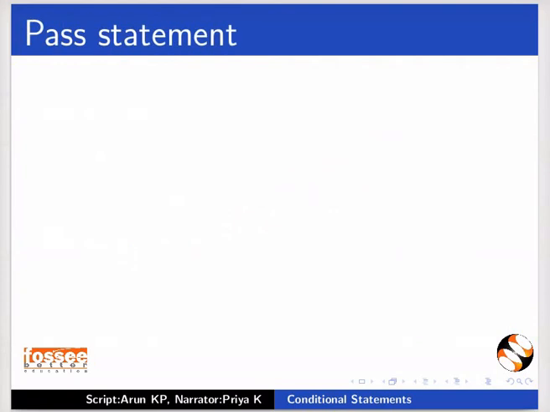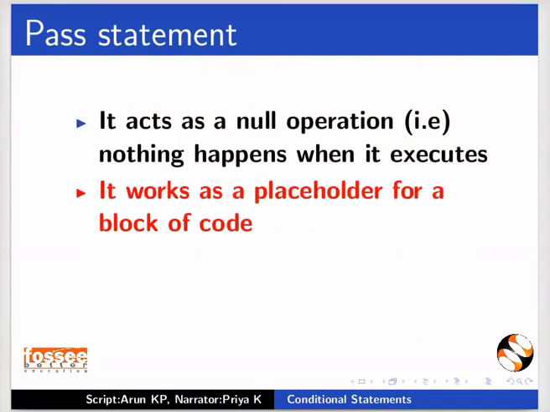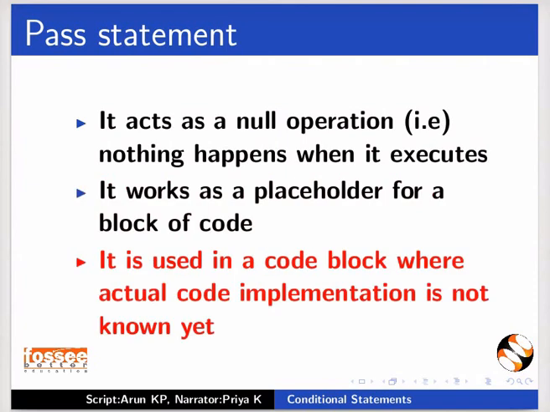Next, we will learn about pass statement. The pass statement acts as a null operation, that is, nothing happens when it executes. It works as a placeholder for a block of code. It is used in a code block where actual code implementation is not known yet. Let us understand the pass statement with an example.